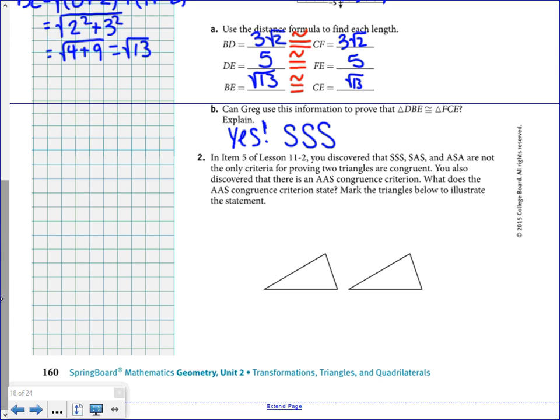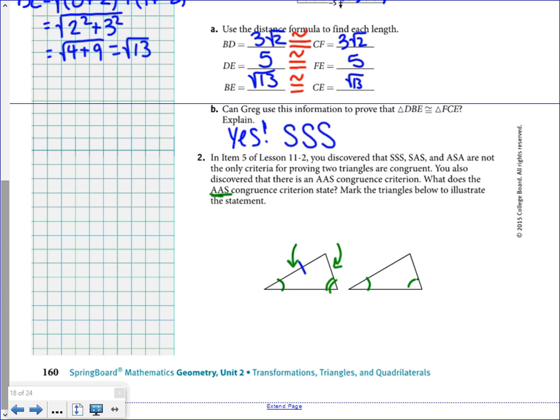We want to mark in our triangles what angle, angle, side even represents. That would be if you have 2 angles and the non-included side of one triangle. So here are 2 angles, and then the side that is not in between those. So it could be this side or that one. You just got to pick one of them. So I'm going to put a mark on the one on the left. And then they have to be congruent to the corresponding two angles and non-included side of another triangle.